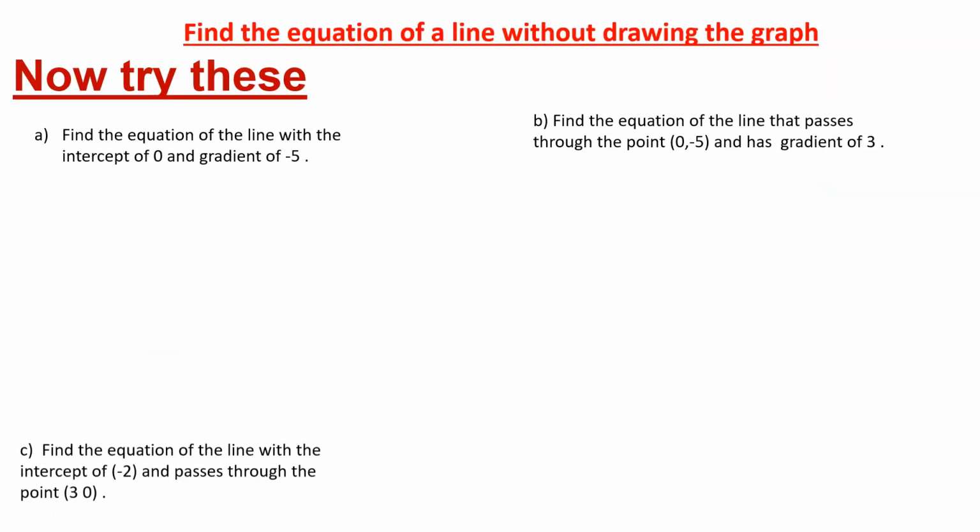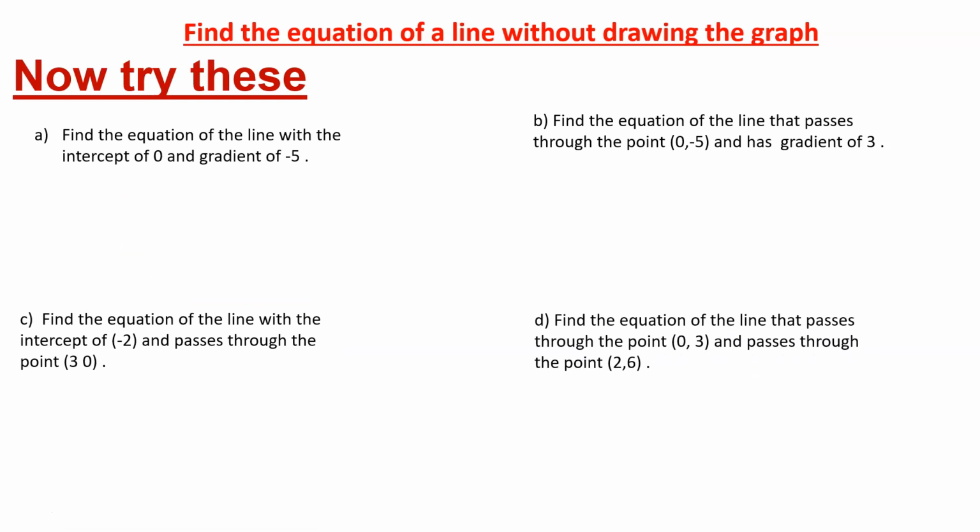Okay, now I've got 4 questions here for you to try. You can stop the video and try again. Fine, I think you have tried, so let's do it together. Find the equation of the line where the intercept is 0 and the gradient is 4.